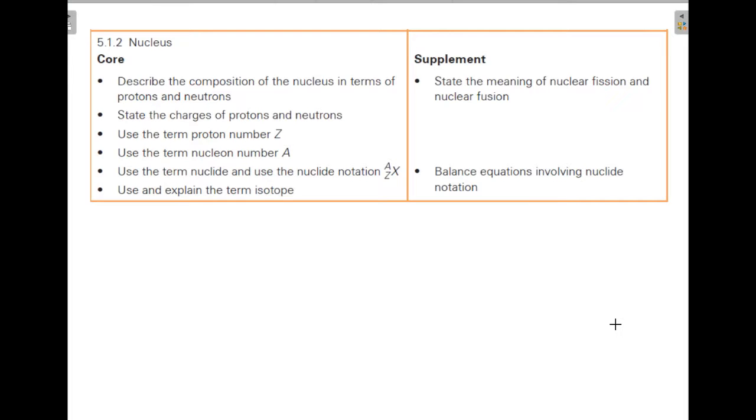Okay, in this video I'll be going through some of the specification points from atomic physics from the CIE iGCSE spec. And this is section 5.1.2 titled The Nucleus. Here are the core points that you can see here, and these are the supplement points, so for the higher grades.